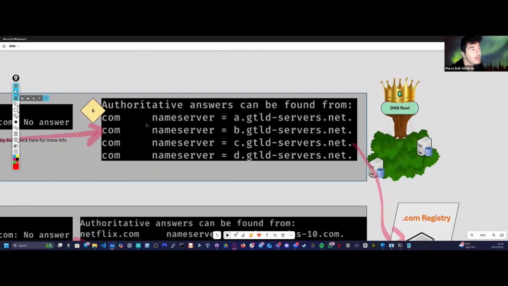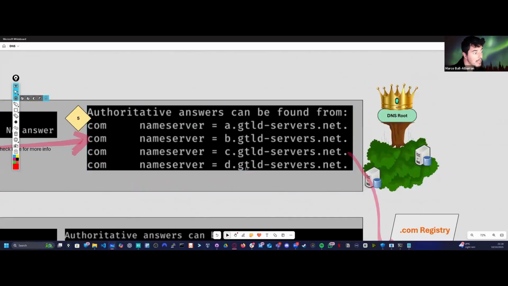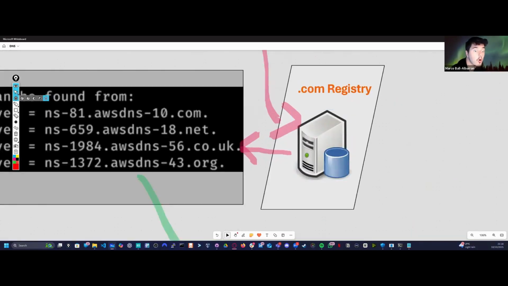Okay, well, that's better than nothing. So these are a subset, A, B, C, D, of the name servers that, remember, were run by VeriSign. And VeriSign is the organization, the entity, which is managing the .com TLD. So these are the servers which host the .com zone file. Okay, well, now let's take that information and query the .com zone.